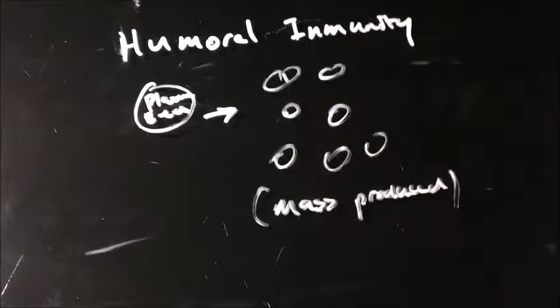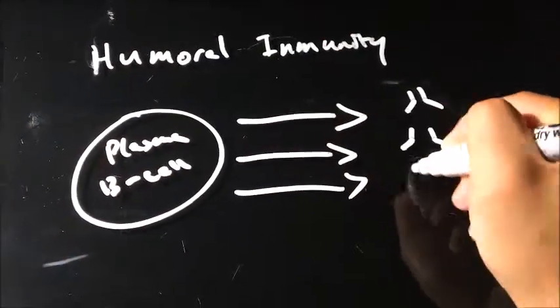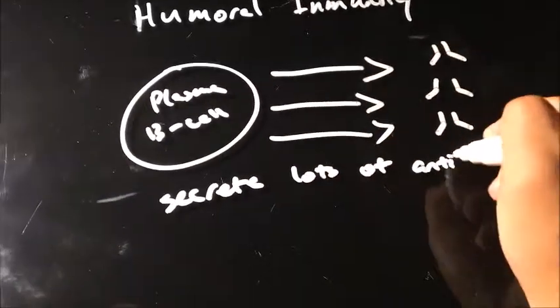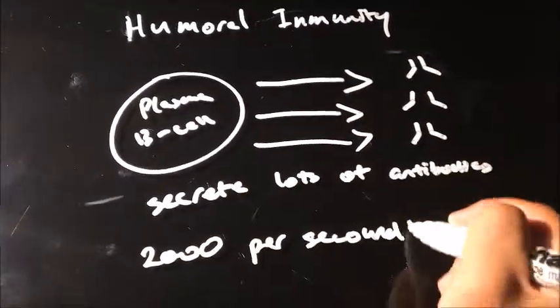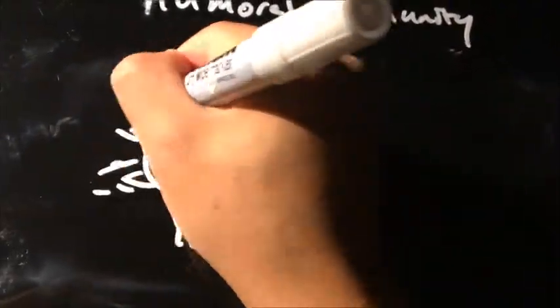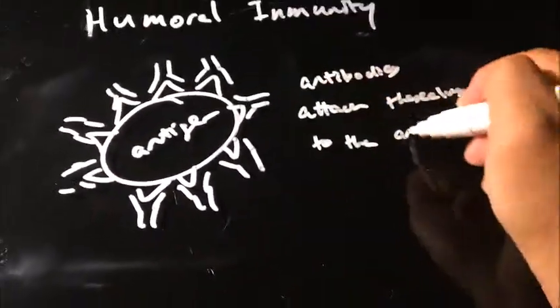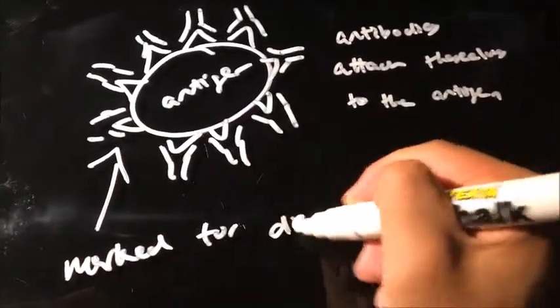The plasma B cell, however, then mass produces itself and secretes lots of antibodies at a rate of 2,000 per second. The antibodies released into the blood lock onto matching antigens and pathogens, causing them to become inactivated and marked for destruction by phagocytes.